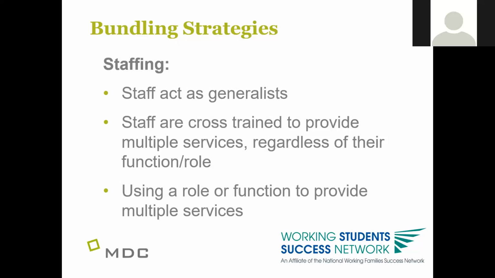And then something kind of similar is using the role or function to provide multiple services. So as you think about coaching, the coaches are providing career and financial coaching, so that's being cross-trained, but also having the coach provide one of the income and work support services. So there's a college in the Working Student Success Network now that currently has staff members trained as career and financial coaches, and one of those staff members that is a coach also provides and operates the food pantry for students. So that flows under the income and work support.